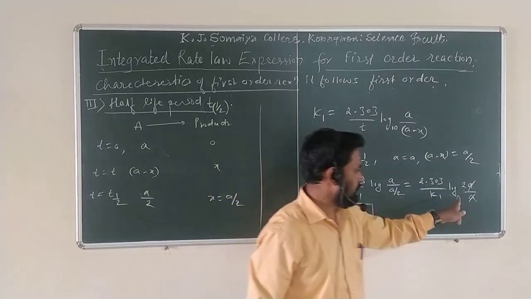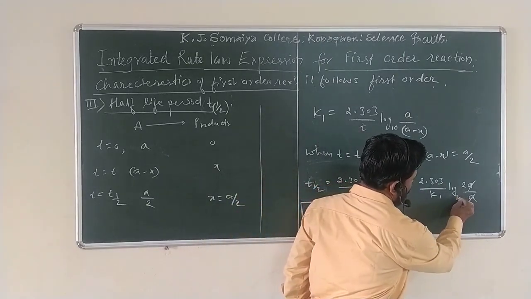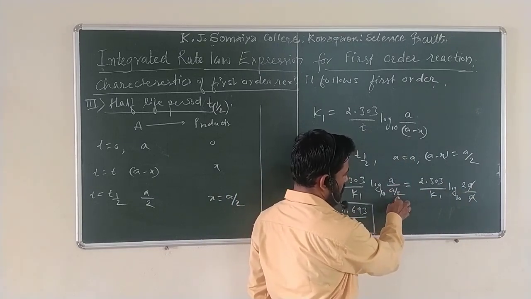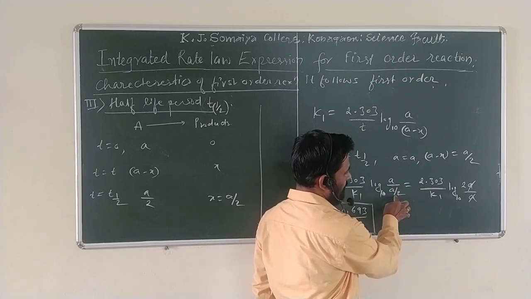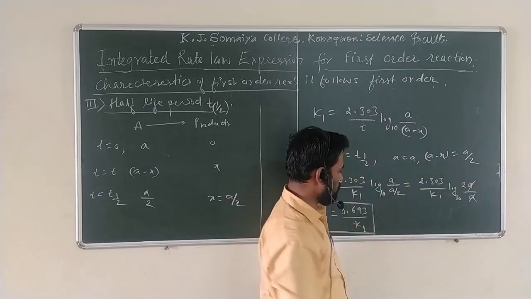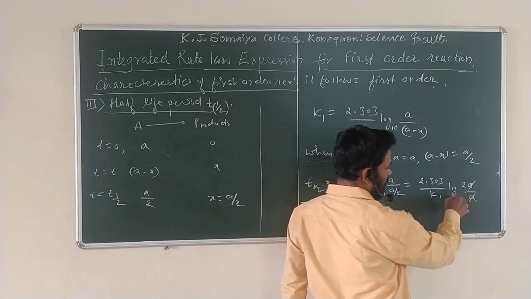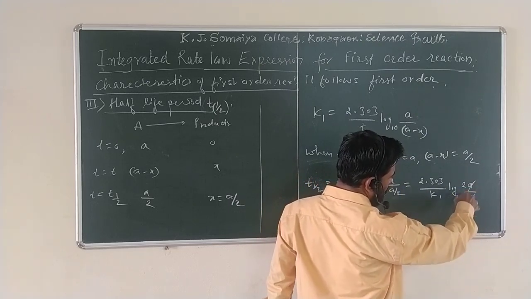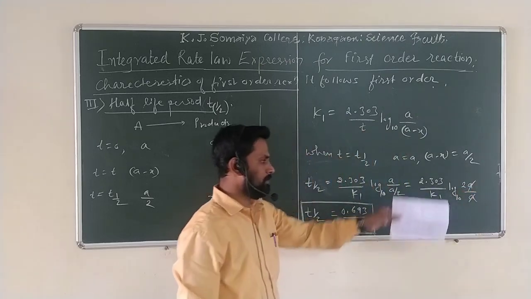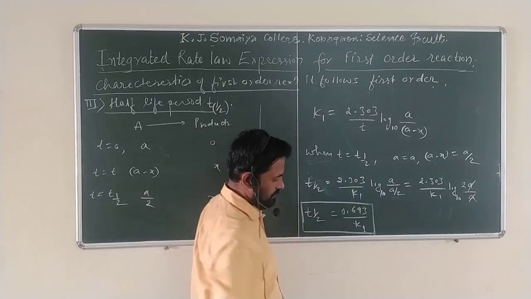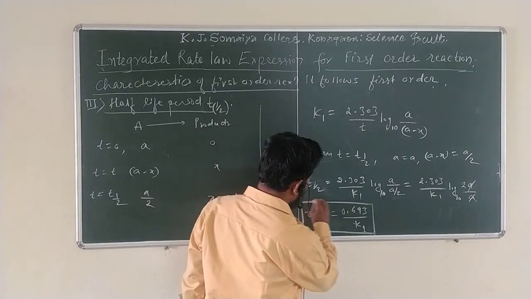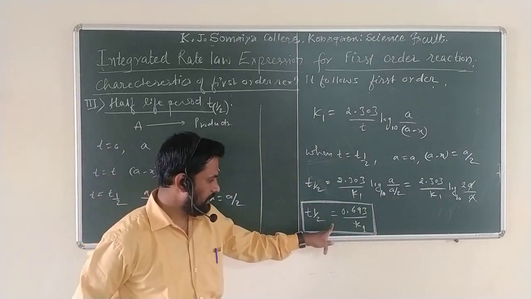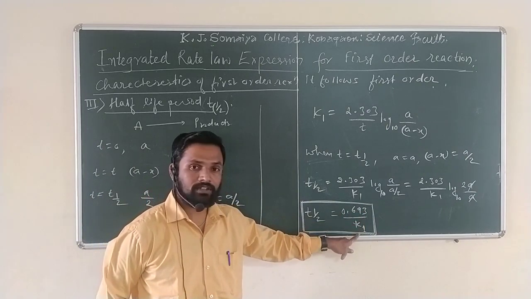K1 is a constant value, and the log is base 10. This is A upon A by 2, where A is the initial constant and stays as it is, and A minus X is A by 2. Substituting, the denominator becomes the numerator, so it forms log A upon A by 2, and A gets cancelled. You will get log 10 of 2, that is 0.3010. If you multiply, you will get 0.693 upon K1. This is the T half of a first order reaction. We can see here T half is equal to 0.693 upon K1.